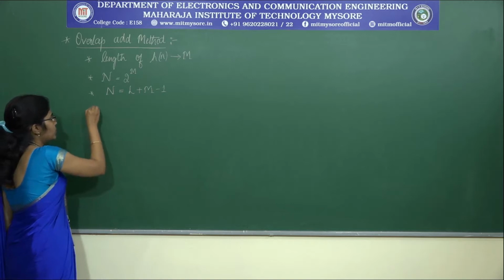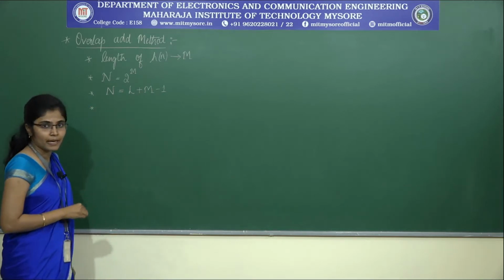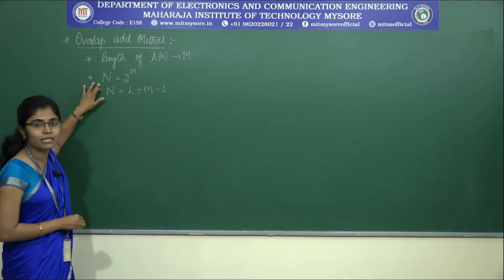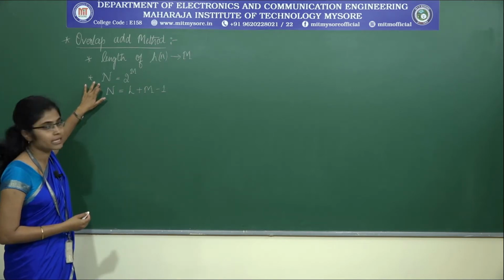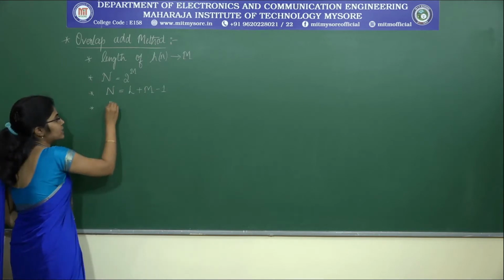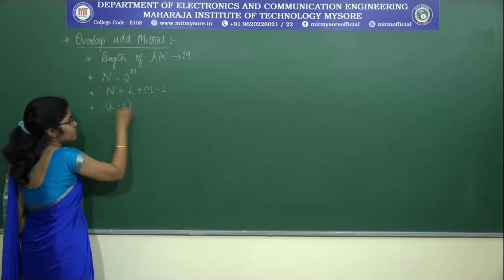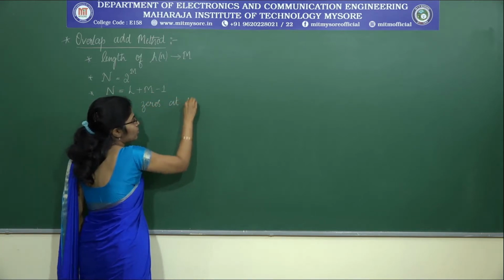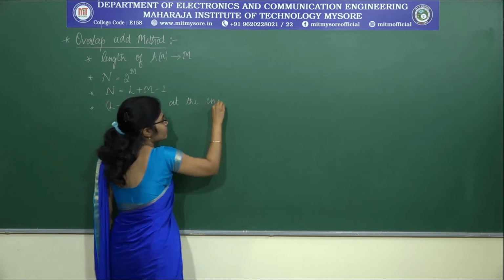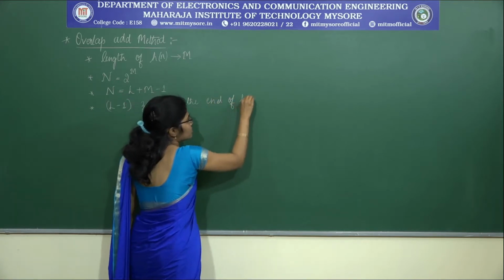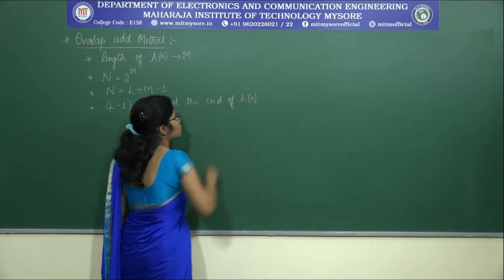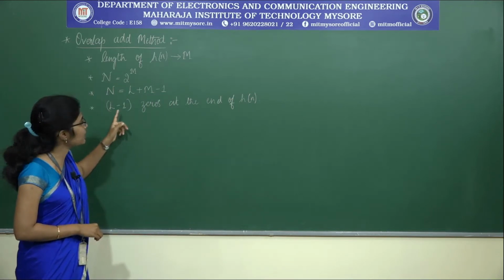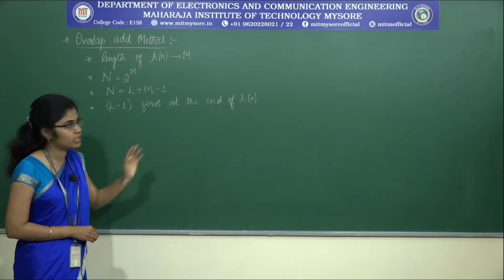In the next step, we compare the length of h of n with N. If the length of h of n is less than N, we pad L minus 1 zeros at the end of h of n.